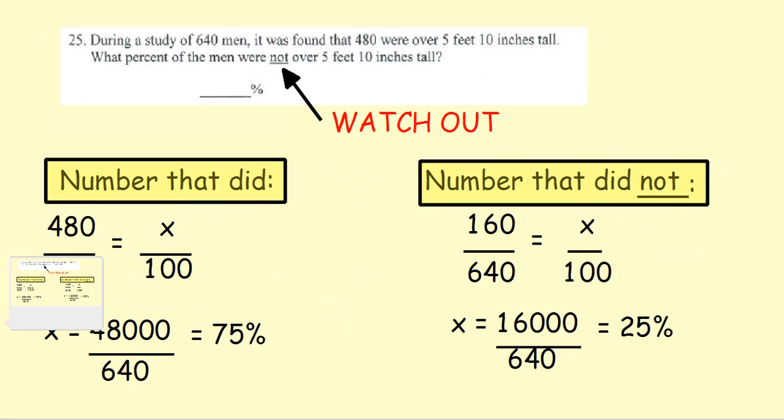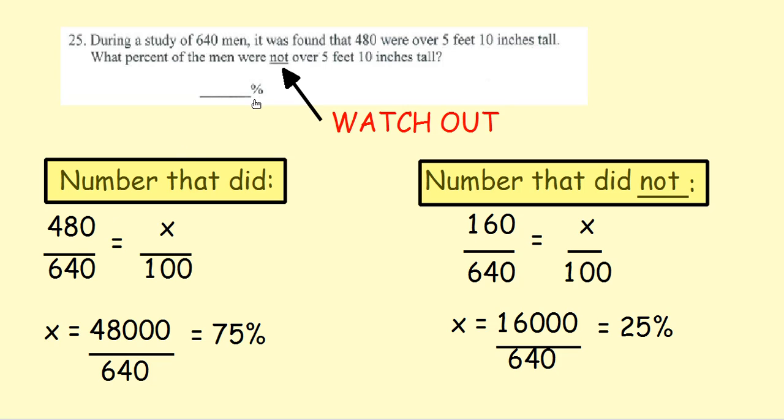So then they give you a story problem in number 25, and it's actually the same as all those others. They're just kind of rewriting them in different ways. This says during a study of 640 men, it was found that 480 of them were 5 feet 10 inches tall. What percent of the men were not over 5 feet 10 inches tall? And so the thing to watch out here is they're including this word not. So be real careful here, because you have the number that did reach that height, and then you have the number that did not reach that height.